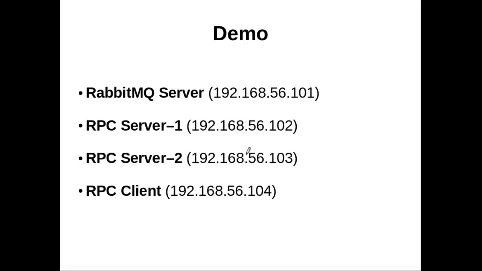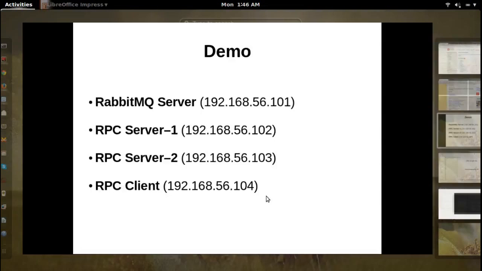So this is the demo setup. I created four virtual machines. One for the RabbitMQ server, then one for RPC server 1, another one for RPC server 2, and another one for the RPC client. So these are the IPs of the machines which I created.